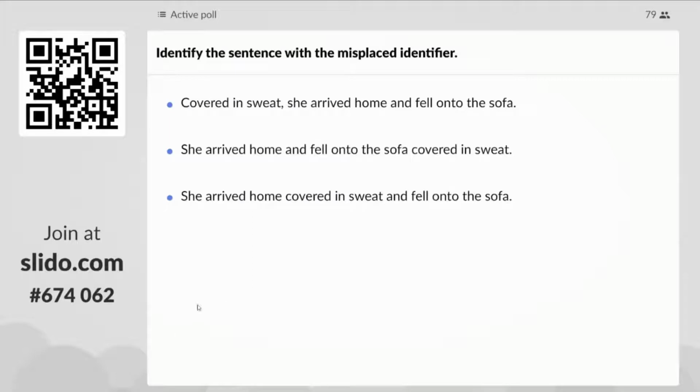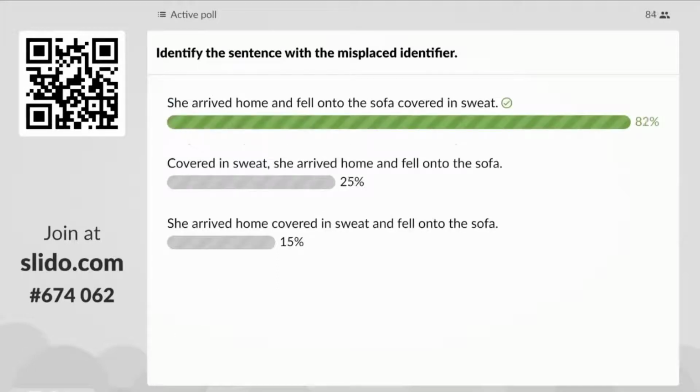All right, I'll show you the answer. The first one is the incorrect one. Why? Because in the sentence, she arrived home and fell onto the sofa covered in sweat, it looks like the sofa is what was covered in sweat. When you say, covered in sweat, she arrived home and fell onto the sofa, this is clear. She is covered in sweat. It's not the sofa that's covered in sweat.